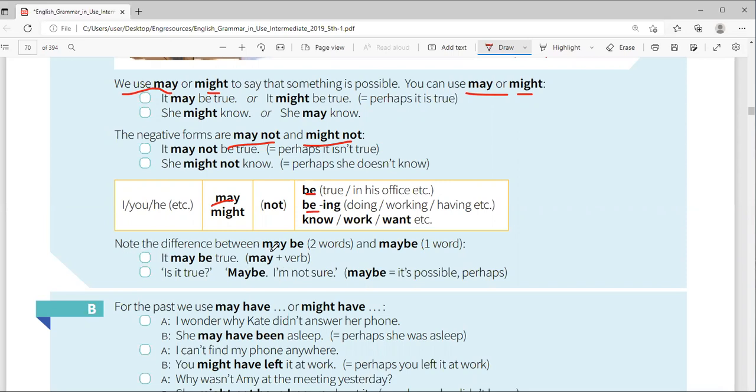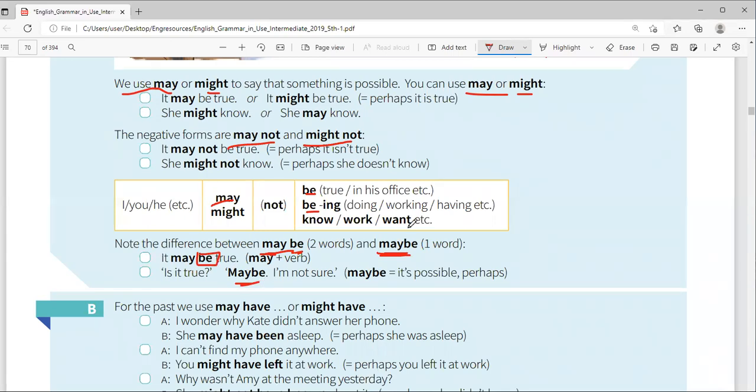Now, note the difference between may be and maybe. There's, of course, this difference. These are two different words. When you say, it may be true, be is now like the verb be. It may be true. Is it true? Maybe. I'm not sure. So maybe is like it's possible, perhaps.